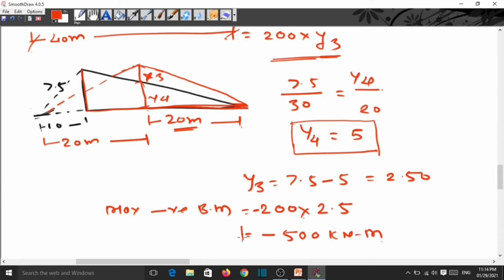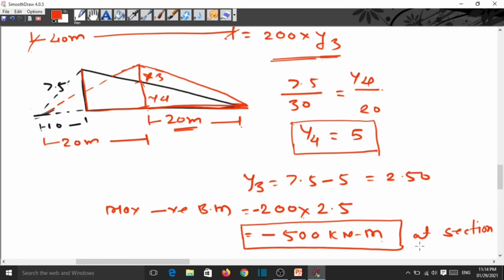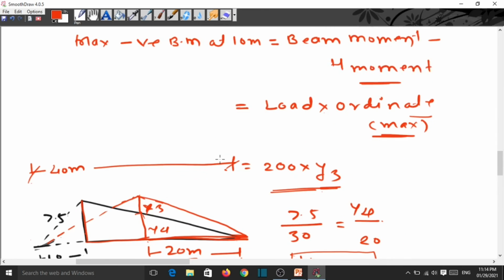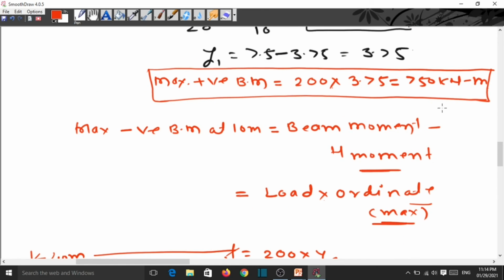So this is the maximum negative bending moment at a section at 10 meter. The previous one is the positive bending moment, 750 kilonewton meter, at the section at 10 meter.